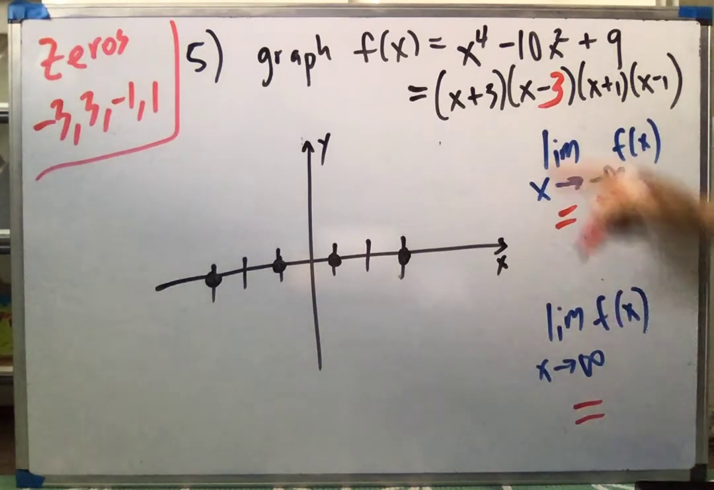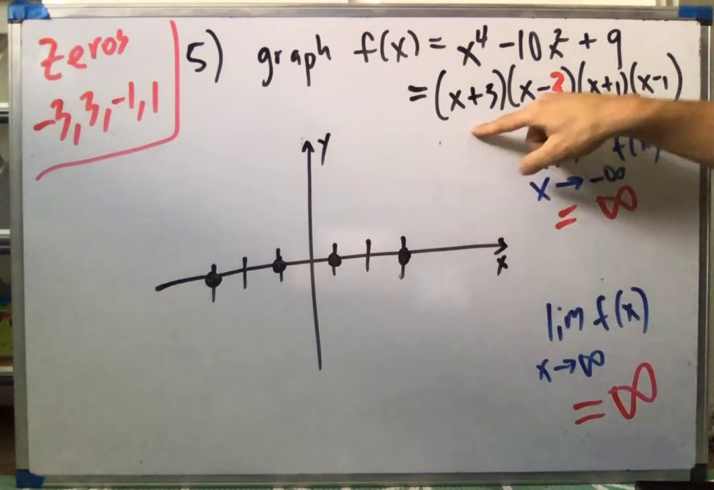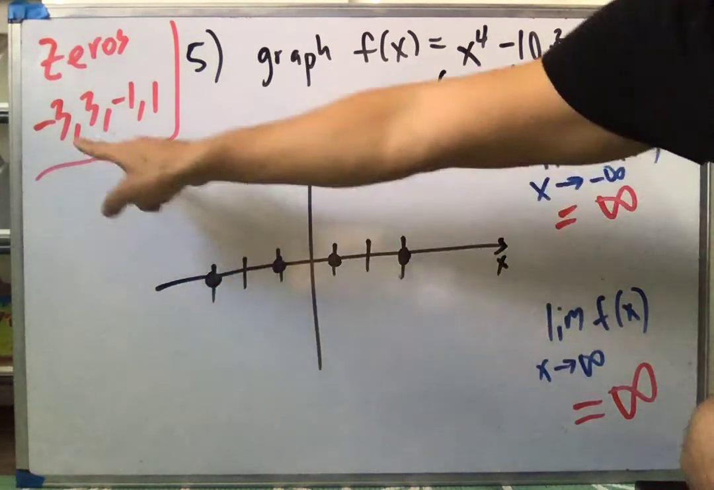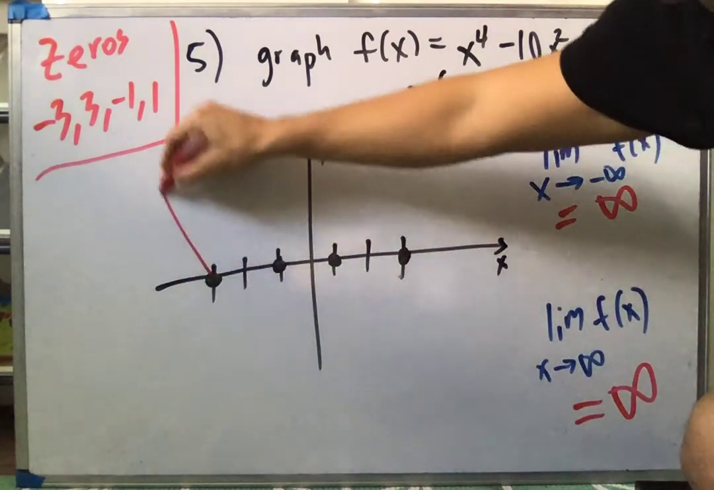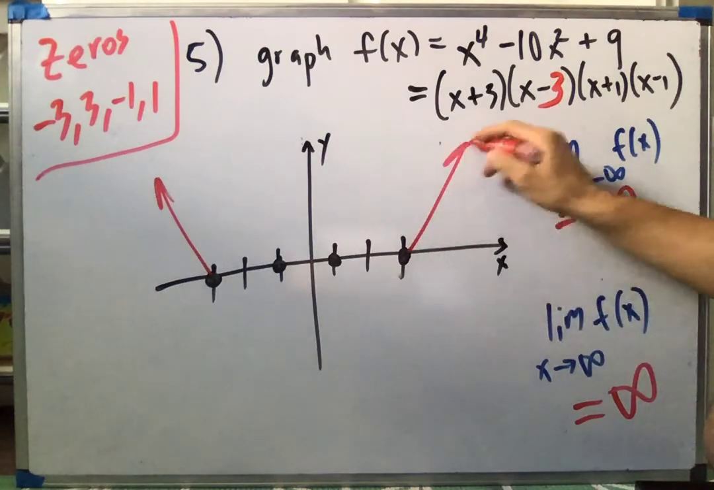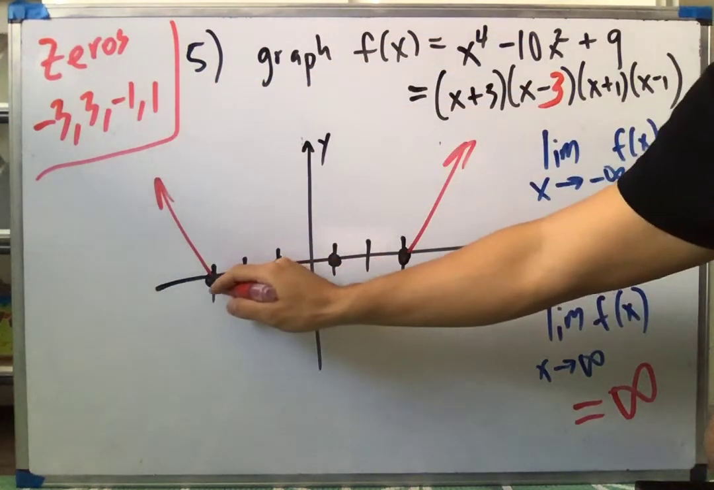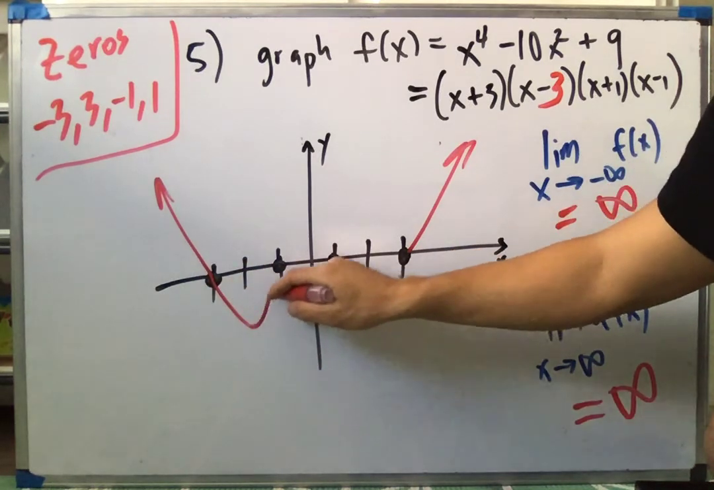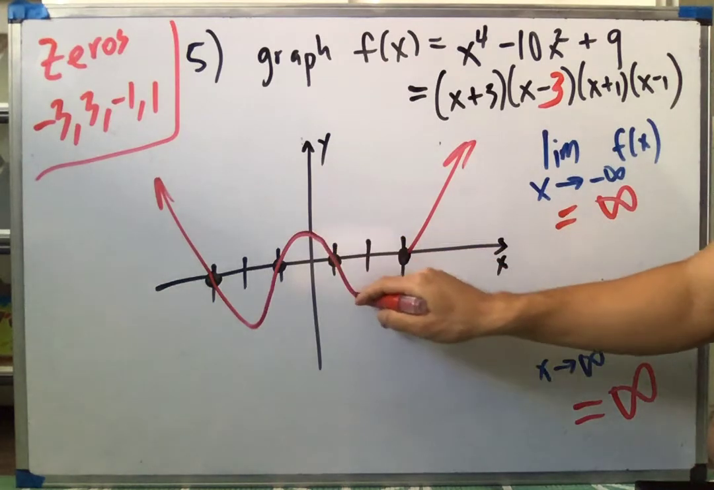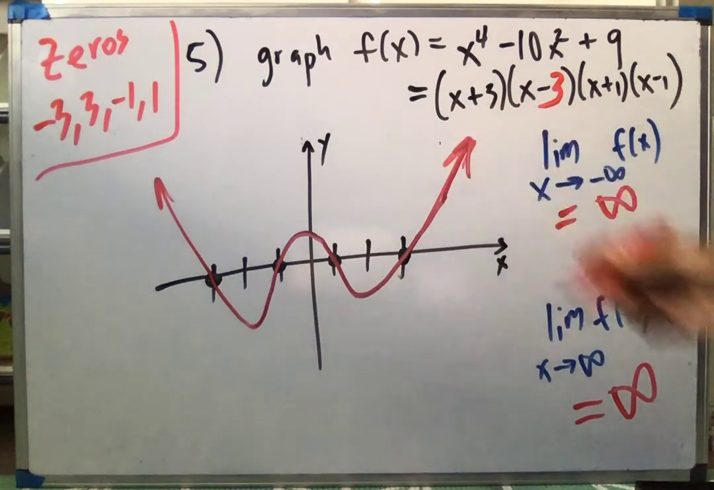And same thing for here. If I put a big positive number raised to the fourth power, it's going to be positive infinity. So my graph should go up as I go to the right, and should go up as I go to the left. So up and up. So something like this. Now I know it's going to cross through each of these roots, so the sketch of the graph should look something like this, cross straight through, cross straight through, and then cross straight through. So this is a sketch of the graph already.